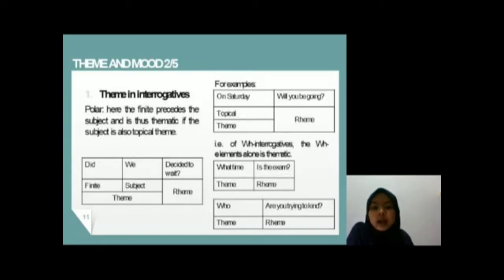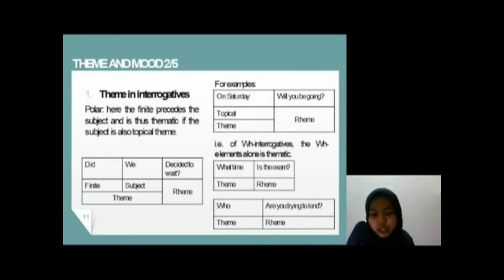The first, theme in interrogatives. In the polar, here the finite precedes the subject and is thus thematic if the subject is also a topical theme. Here, did as finite, we as subject, decided to wait as rheme.